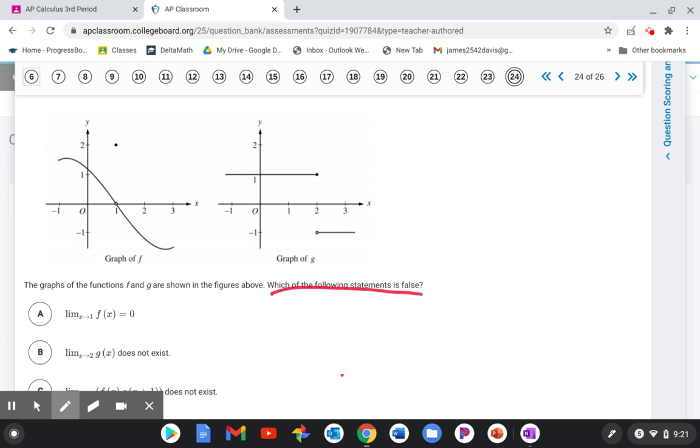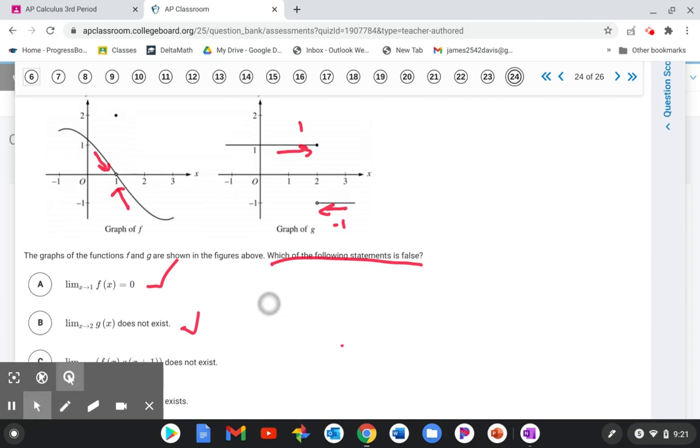With the first one, the limit as x goes to 1 of f of x. We would look at the limit from the left and from the right. It should equal 0, and you can see that it is equal to 0, right? It's approaching 0 from both directions. The actual function value isn't that, but it doesn't matter, so that's true. The limit as x goes to 2 of g of x, if we approach from the left, it's going to be 1. As we approach from the right, it is negative 1. So that is true because the limit does not exist.